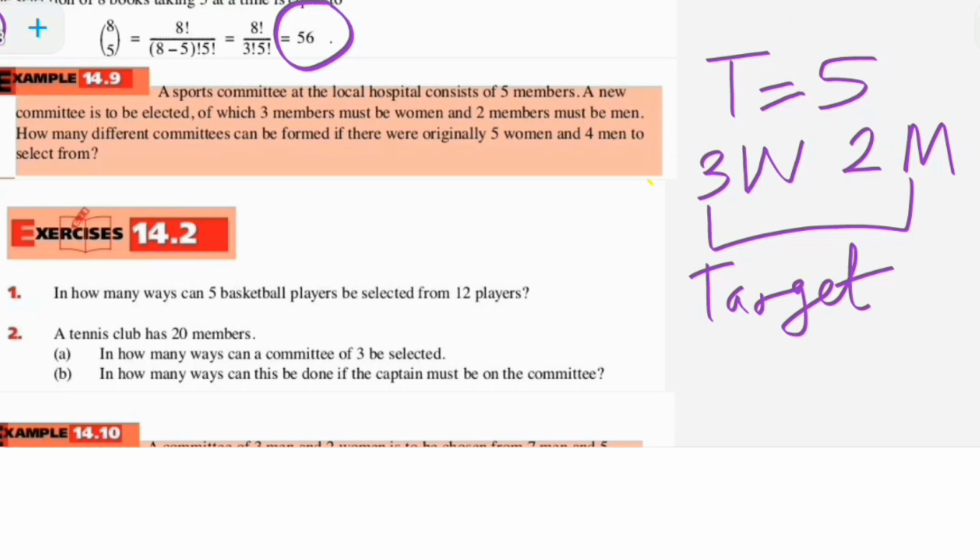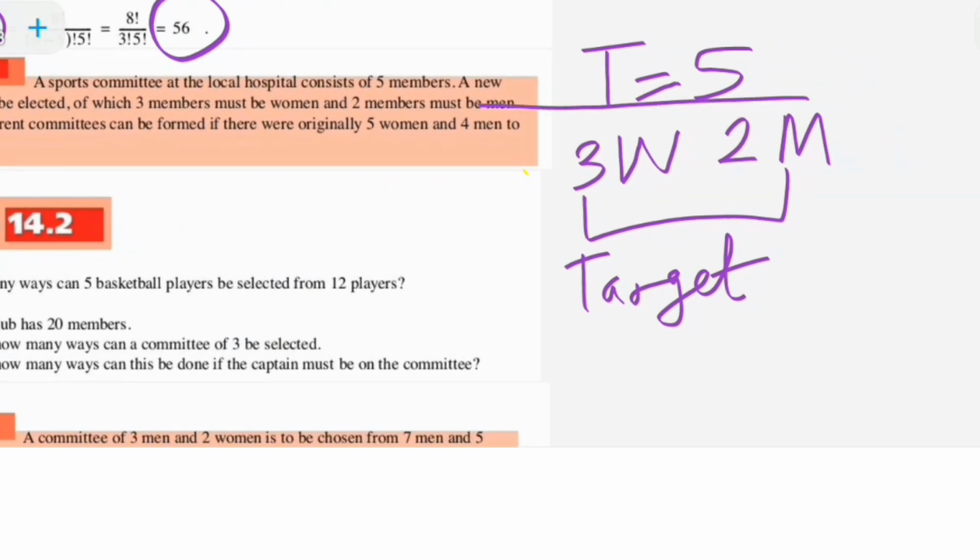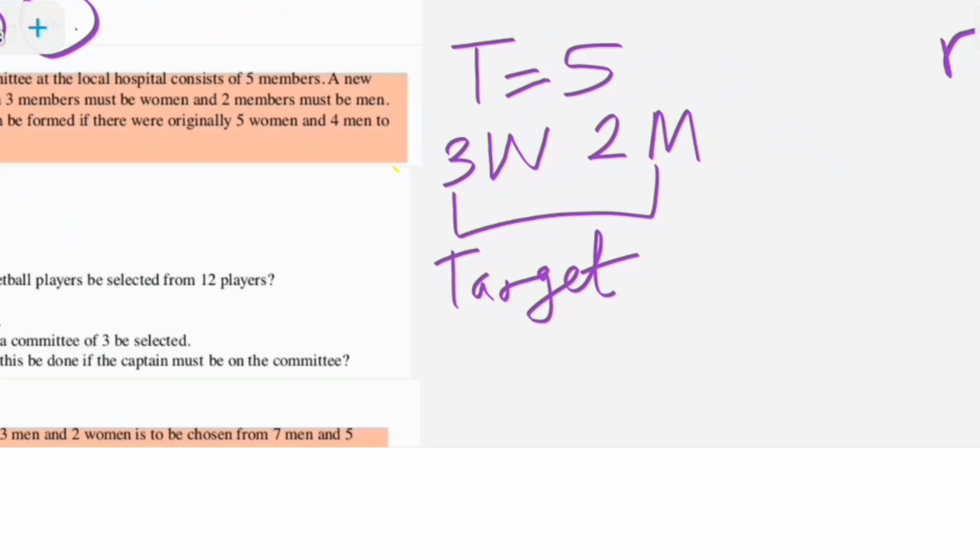Then how many different committees may be formed if there were originally 5 women and 4 men to select from? So initially there were 5 women. All the women to select from, there are 5.